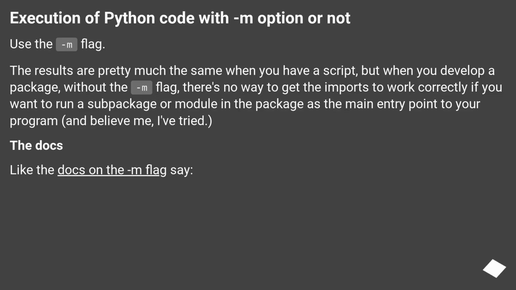Execution of Python code with the -m option or not. Use the -m flag. The results are pretty much the same when you have a script, but when you develop a package, without the -m flag, there's no way to get the imports to work correctly if you want to run a sub-package or module in the package as the main entry point to your program, and believe me, I've tried. The docs.